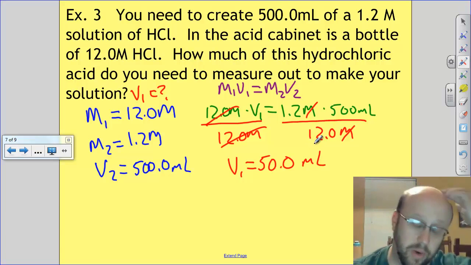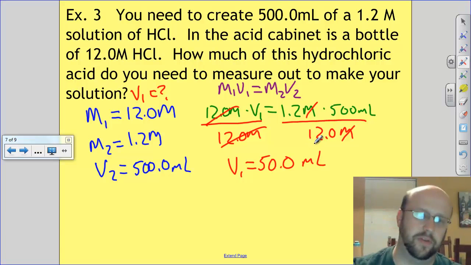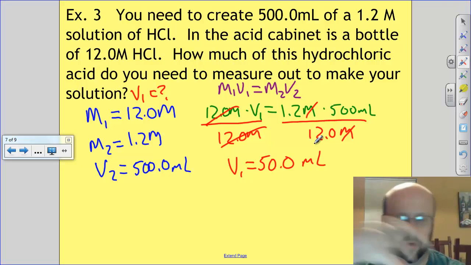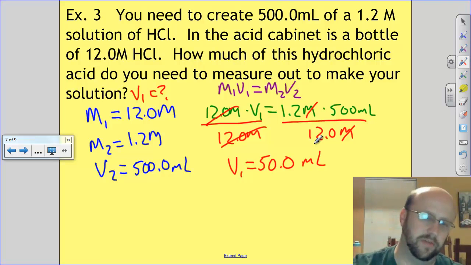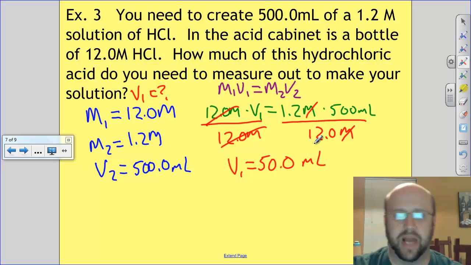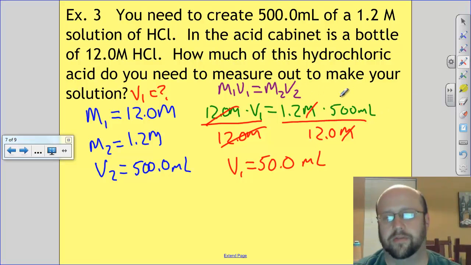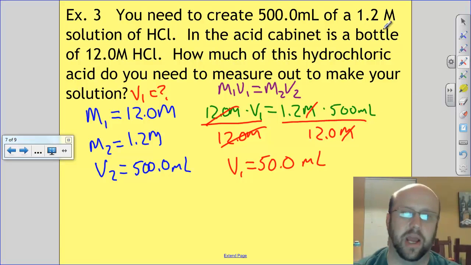So how would I make this solution? I would measure out 50 milliliters into a flask, okay, the concentrated stuff. I'd go in the fume hood, measure it out, and then I would add water until I got up to my final 500 milliliters, and then I would have my 1.2 molar solution.